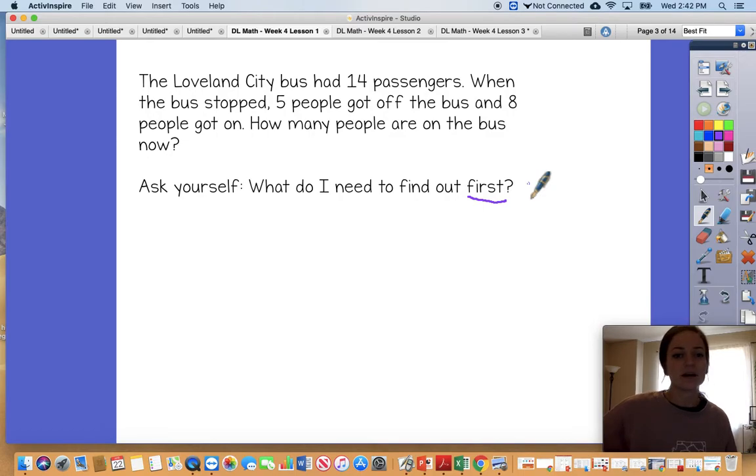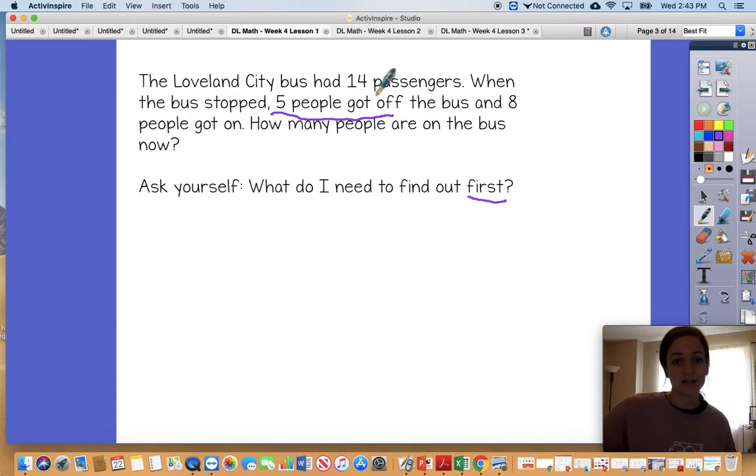The Loveland City bus had 14 passengers. When the bus stopped, 5 people got off and 8 people got on. How many people are on the bus now? Okay, so we started with 14, 5 people got off, and 8 people got on. So you need to be thinking to yourself, okay, am I adding, subtracting, multiplying, or dividing? If 5 people got off, what operation do you think we would be doing there?